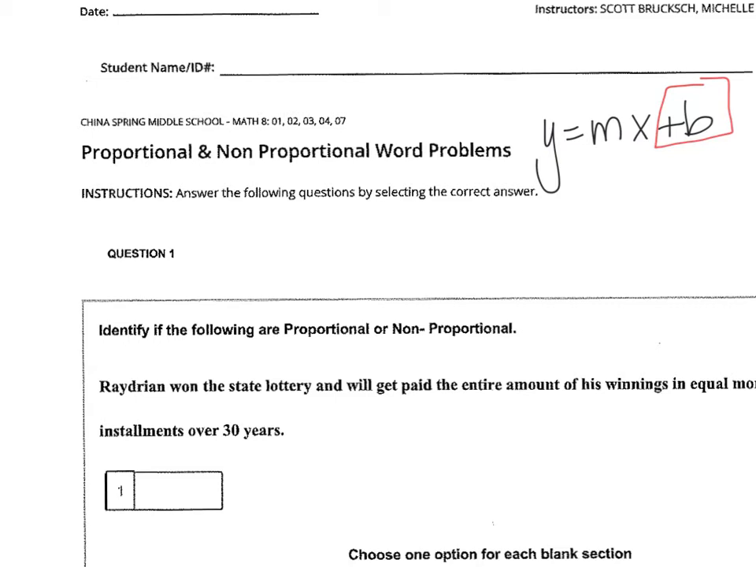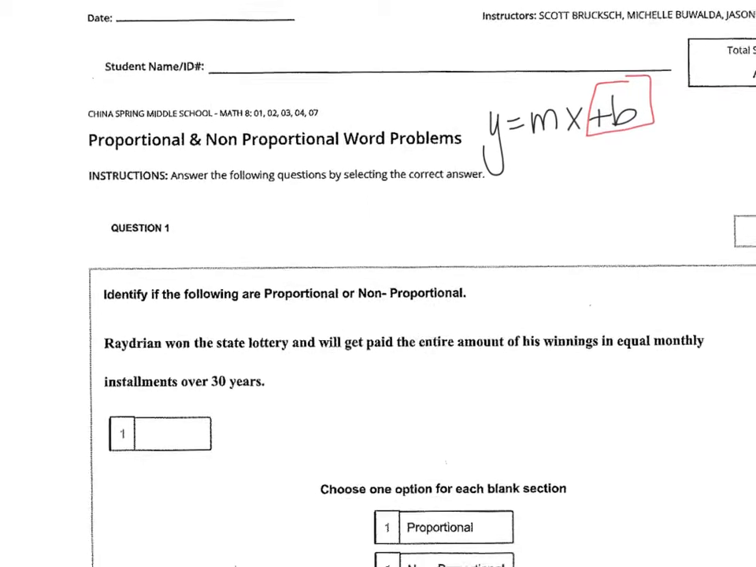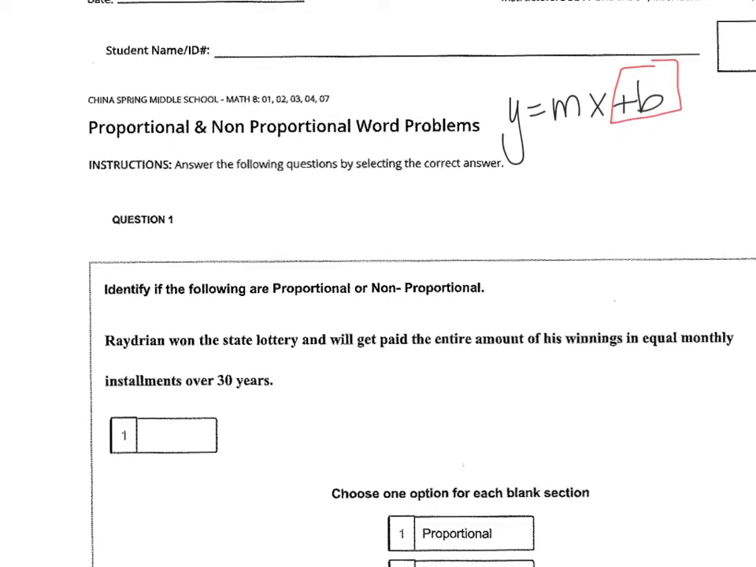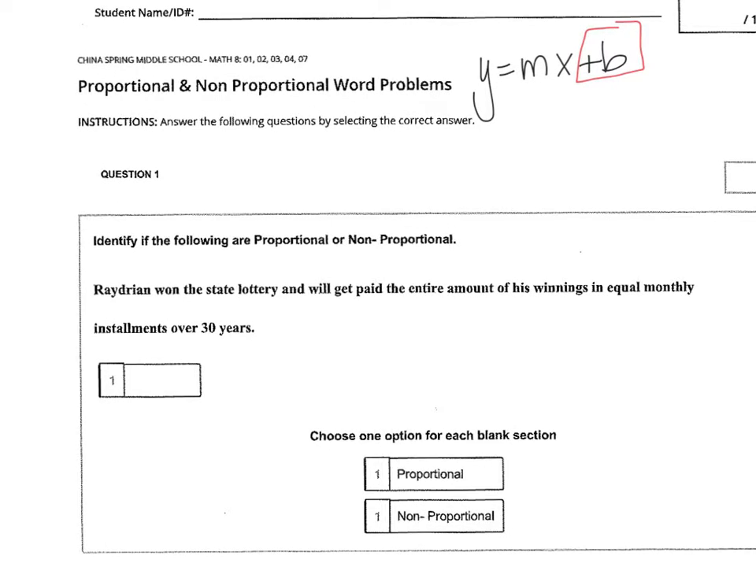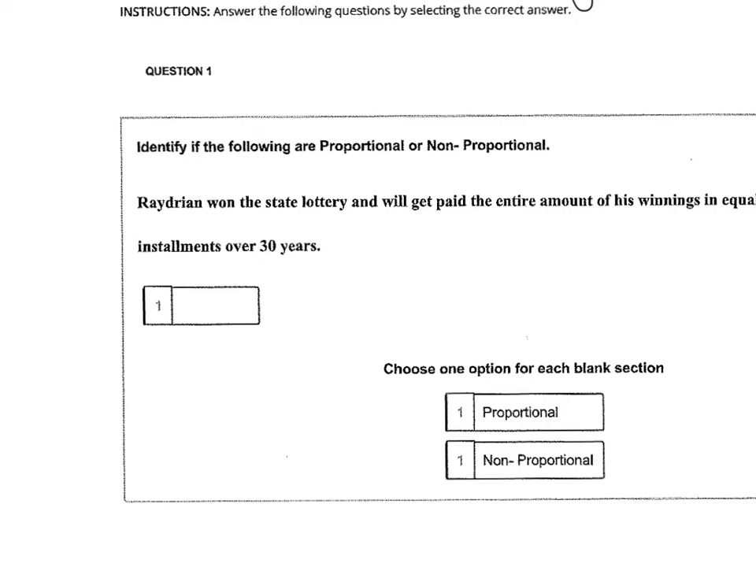So technically, there's really just one number if it's proportional. If it's non-proportional, you'll see two. So that's kind of going to be what we're looking for when we look at the word problems. If there are two numbers involved, say like a fee and then a cost per hour or per something, two numbers, then it would be non-proportional. If it just costs something per hour or per day, then that would be proportional if it's just one number.